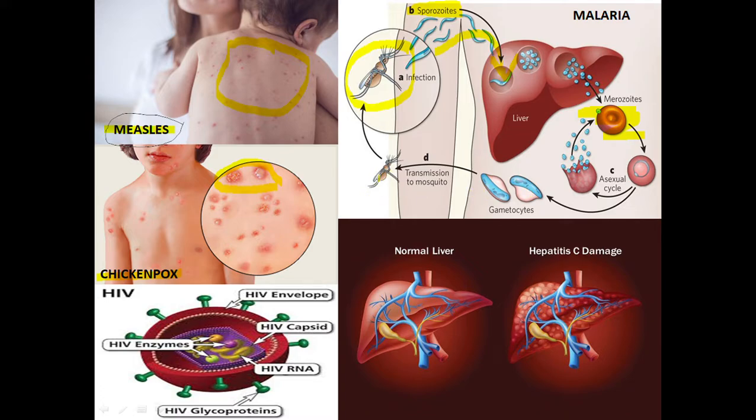So again, the mosquito comes, bites the infected person, and sucks up these gametocytes, the blood infected with the malaria gametocyte. So this is how it transmits malaria from an infected person to a healthy person. Now this is hepatitis C. You can see the normal liver of a human being, and now you see the hepatitis C damage. So these are the different communicable diseases caused by harmful microbes.